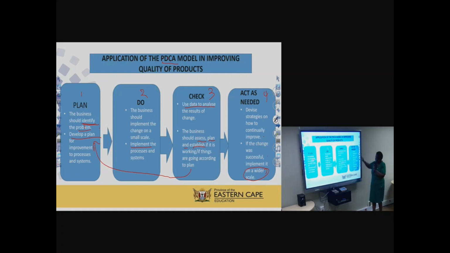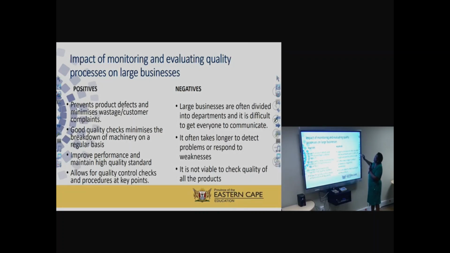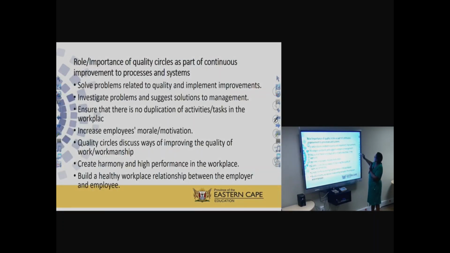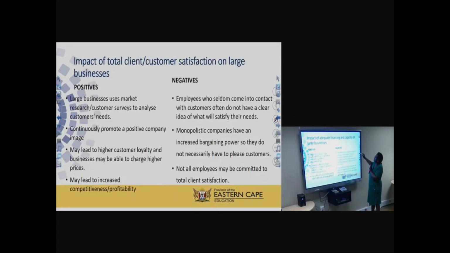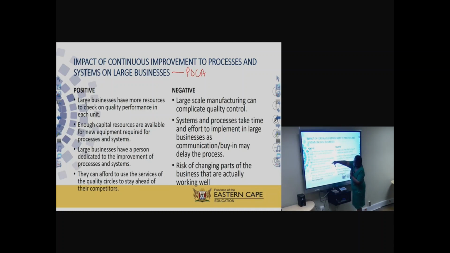So you act as needed. If you are fine with the change, you are able to implement it on a wider scale. That is the PDCA model that you must link it to. You must link it to the continuous improvement of processes. So in your notes, when you start this one, always highlight PDCA, because you must understand this, then you link it to this model.